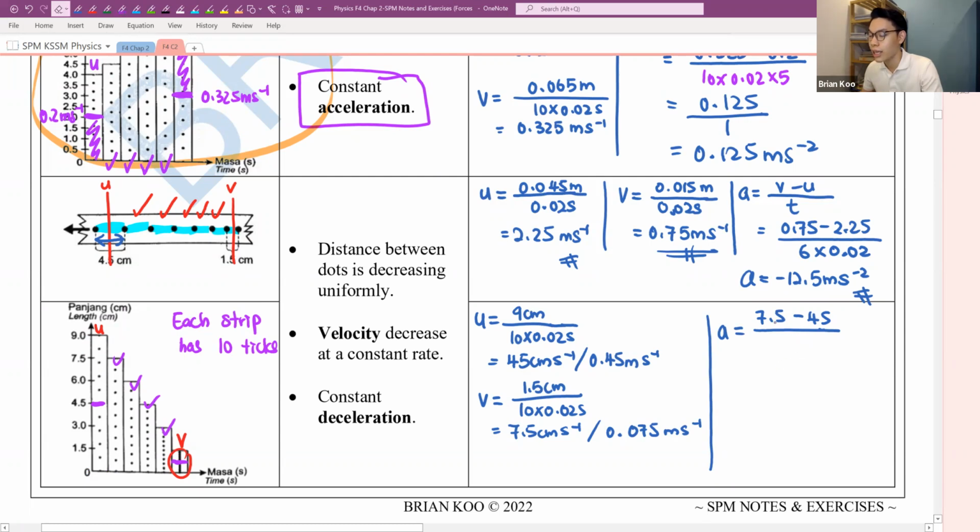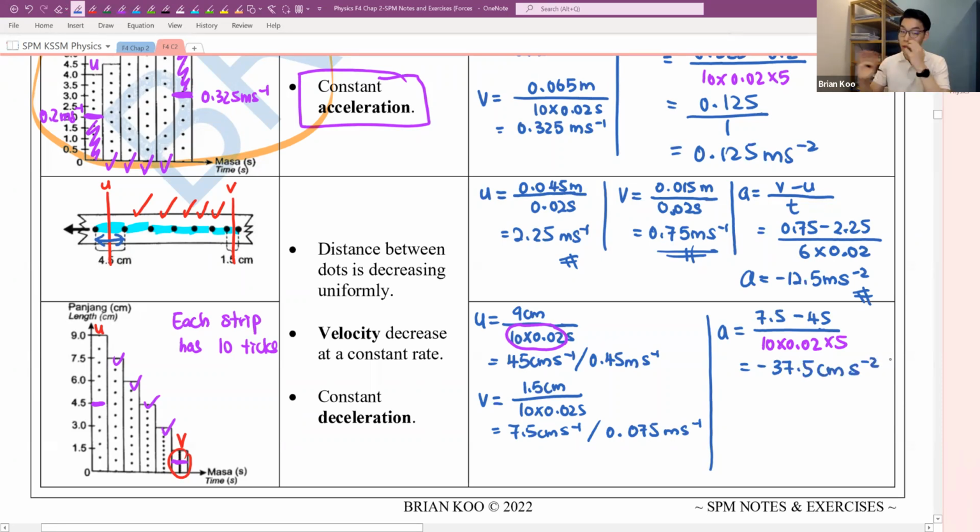Each strip is like this, 10 times 0.02. I got 5 of this. Each strip is this. I got 5 strips, so times 5. You write the times 5 in front or behind, it doesn't matter. Your answer would be negative 37.5. This is cm per second squared.